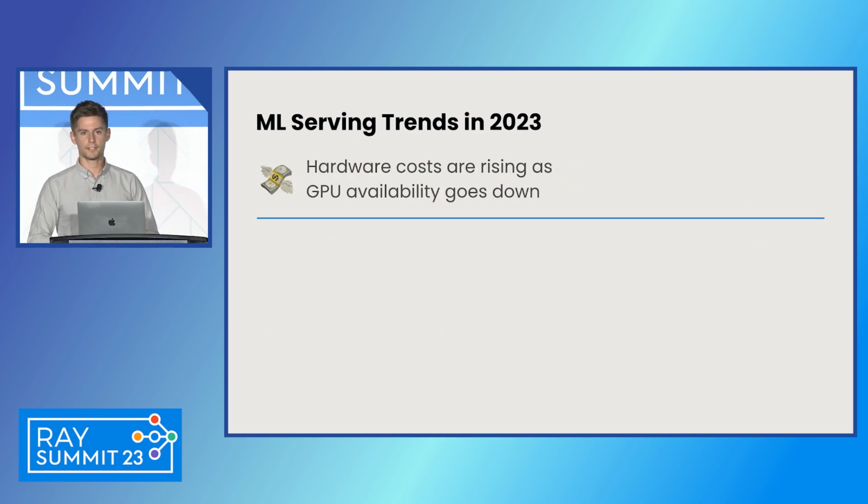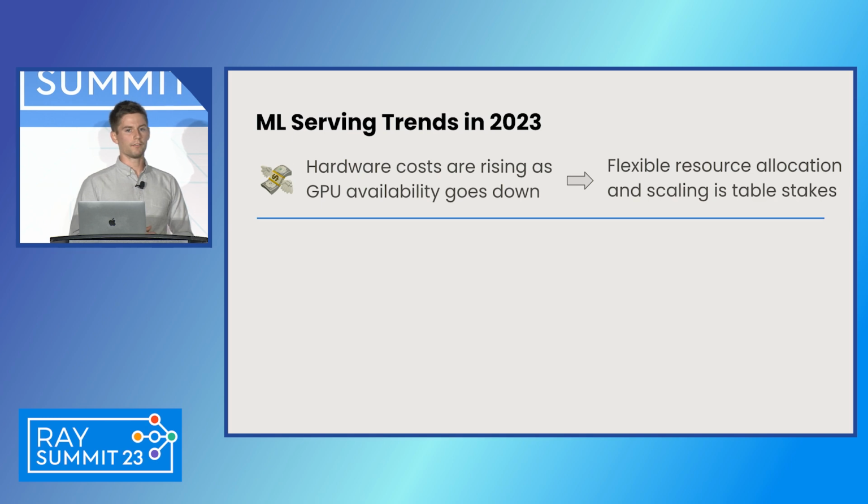So the second trend that's very closely related to this rise of LLMs is the increasing cost of hardware. So not only are models getting larger and more expensive, but there are also more and more use cases using machine learning. So as the hardware demands have gone up, GPU availability has gone down. I'm sure many of the people in this room have run into this problem where it's hard to even get your hands on a GPU to do inference or training.